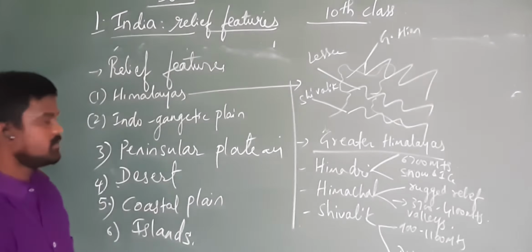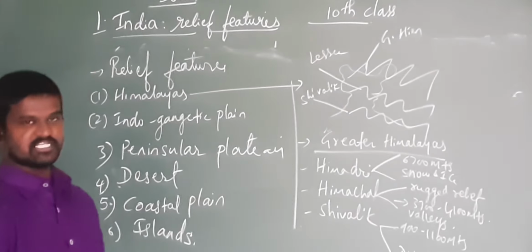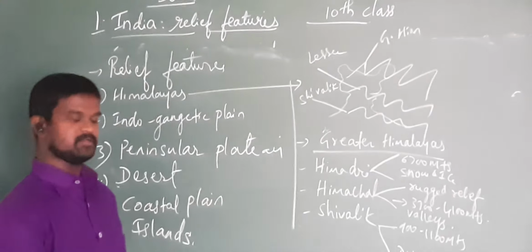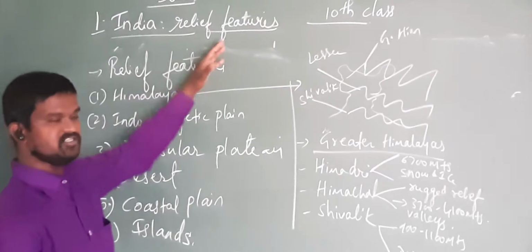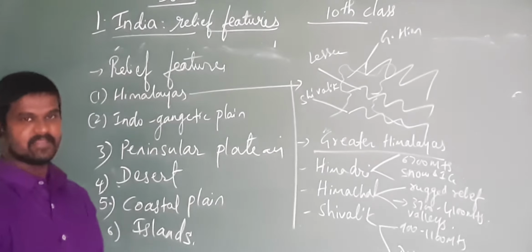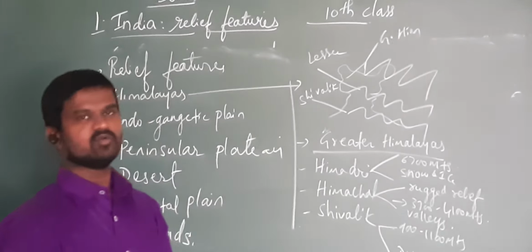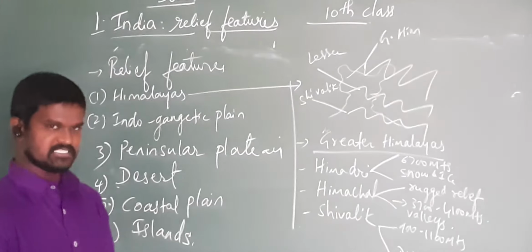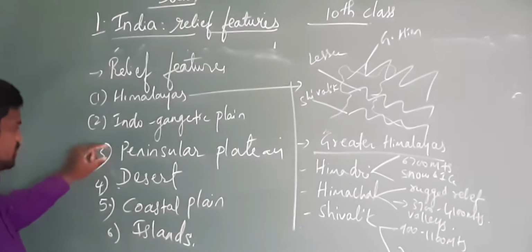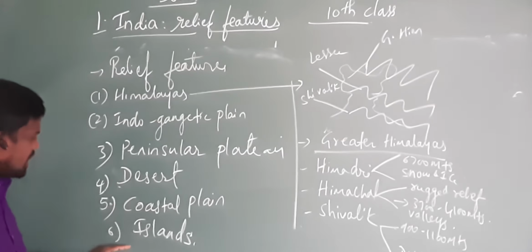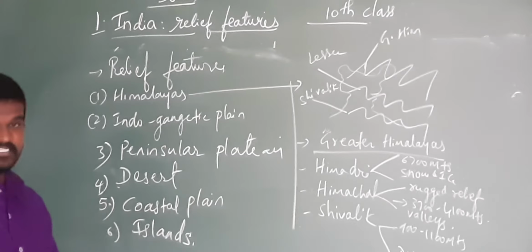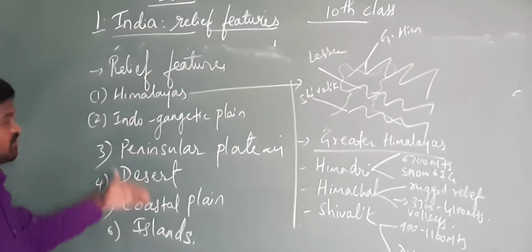We are discussing now another topic, the main topic of this lesson, the relief features of India. The Indian landmass can be divided into six major relief divisions. They are the Himalayas, Indo-Gangetic Plain, Peninsular Plateau, deserts, coastal plain, and islands. These are the major six relief features, the physiographic features of our country.